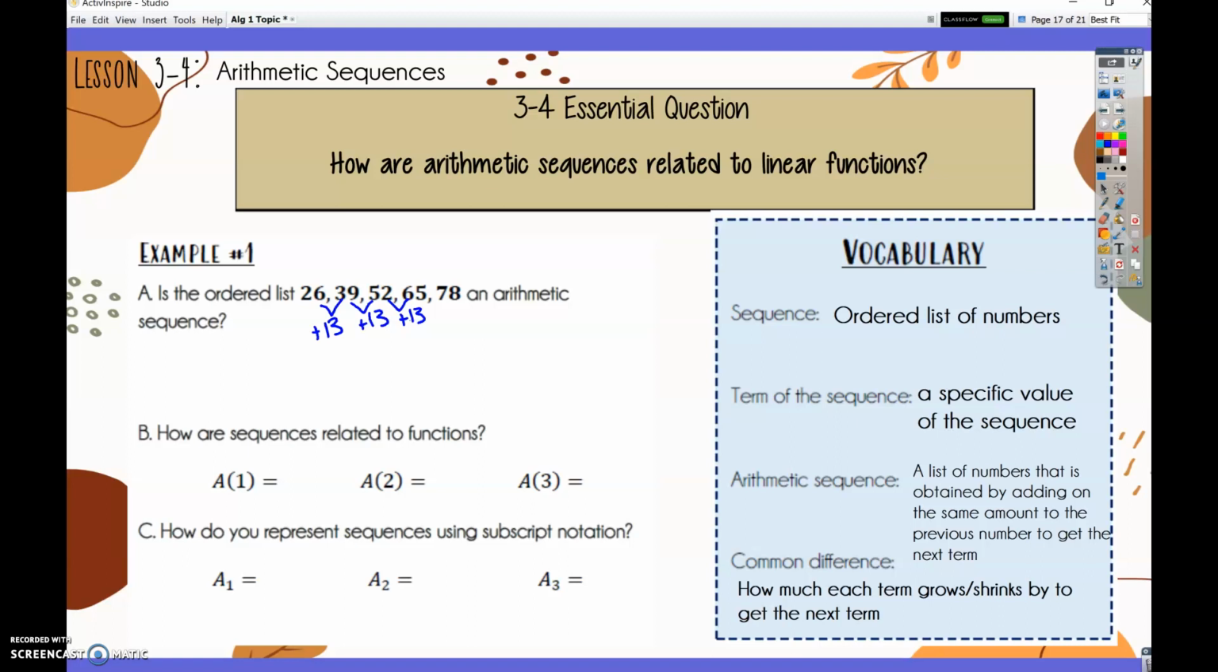Now you may be wondering what a sequence is. It's just a list of numbers. The term of the sequence is which specific value you're referencing. So we would say maybe 26 is the first term of our sequence.